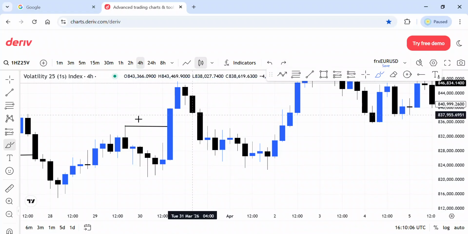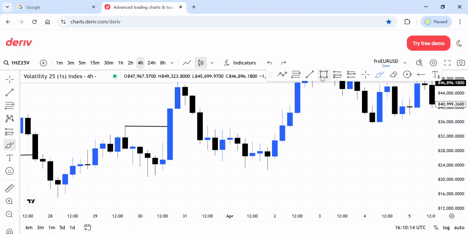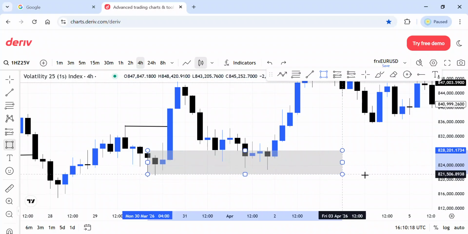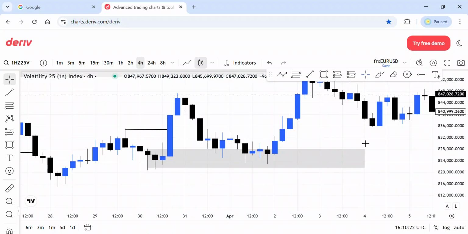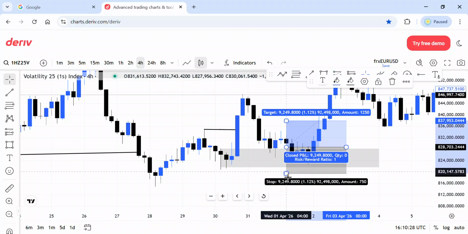Then after that, what is the fourth thing? It must lead to a breakout. So we have a quick and sharp breakout here too. So then you just mark your order block, as simple as that. Then you mark it like this. That's how to mark an order block. Easy peasy, no stress. That's how to mark it. Then anybody that is buying, just make sure your stop loss is below.